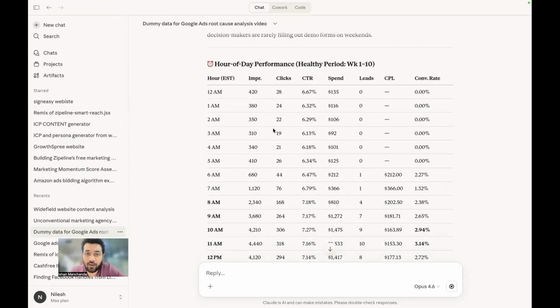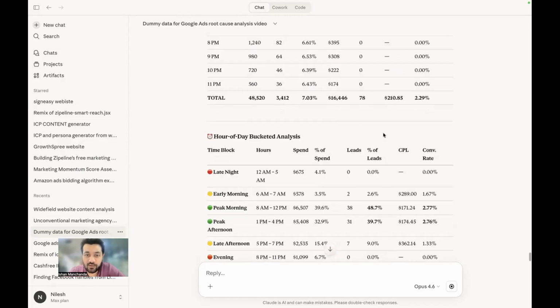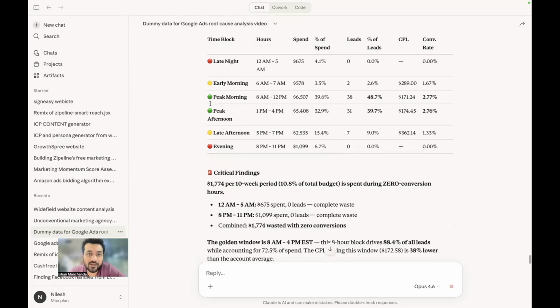It's done the same thing for hour of the day performance, which I think manually looking at a dashboard, I would never have been able to do. And it's pointing out certain areas of concern. Again, I don't have to look at the data. Let me just look at the summary, right?